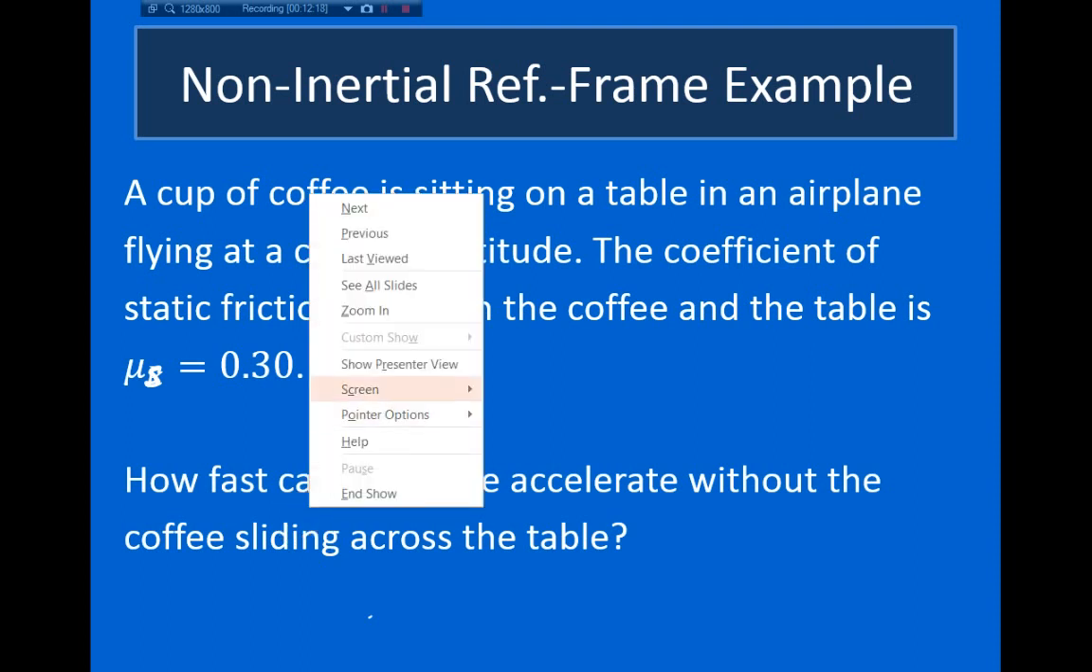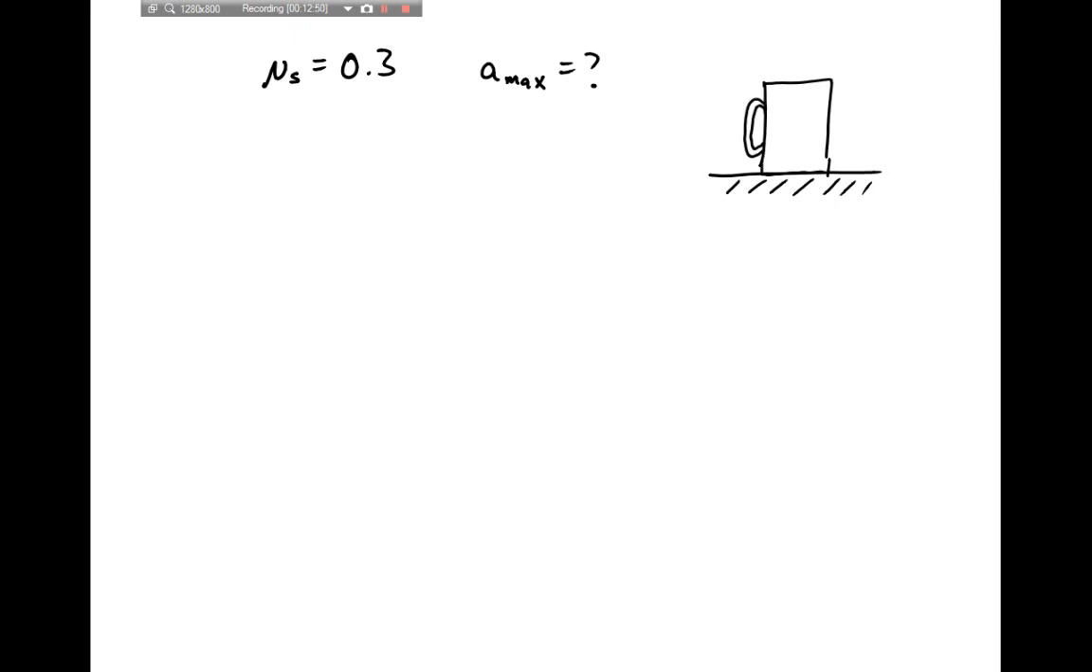Okay, so let me go ahead and write down our known and unknown values. So we were given the coefficient of static friction, that was 0.3. And what I'm asked to find is the maximum acceleration. I think that was all I was given. So let's go ahead and draw a free body diagram of this. So here's the table, and on the table I have this cup of coffee. So there are three forces acting on this. There's the force due to gravity, of course, and the normal force.